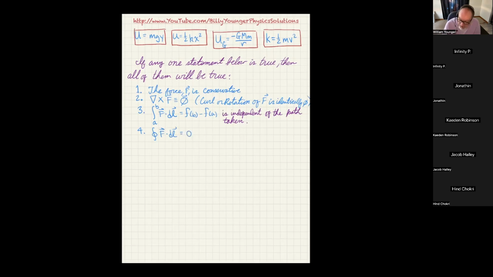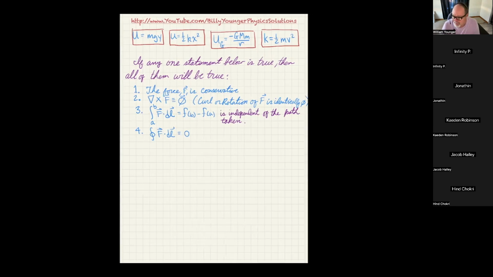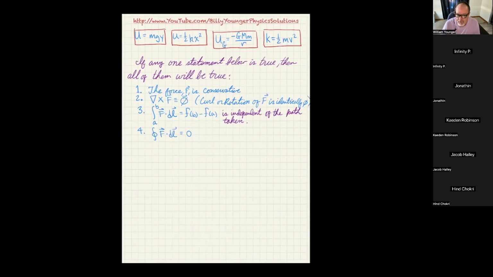Because if the top one's true, then the fact that you got a circle on the integral means that the initial position and the final position are both A or both B. So you'd get f of B minus f of B, which is 0, or you get f of A minus f of A, which is also 0. So that's another thing that's useful.